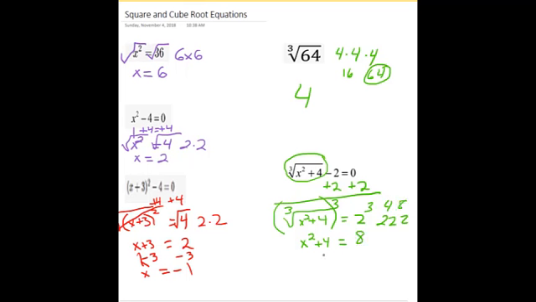Now we can take our 4 over again. We're going to subtract 4 from both sides, working our way back to the x, and that gives us x squared equals 4. Once again, to get x by itself, we square root it, because that's squared, so we do the opposite, square root. The square root of 4 we know is 2 times 2, and x equals 2.